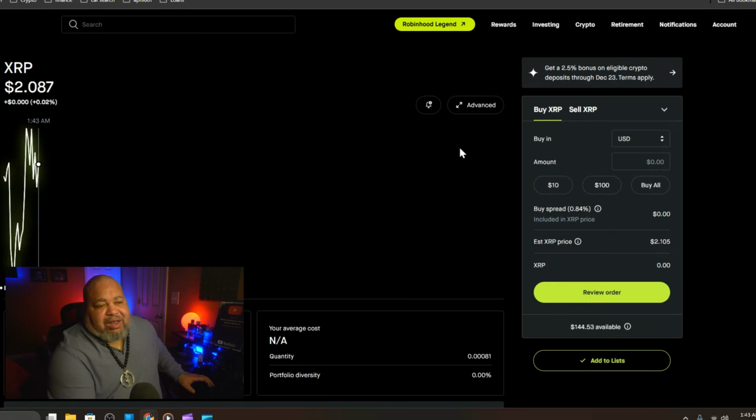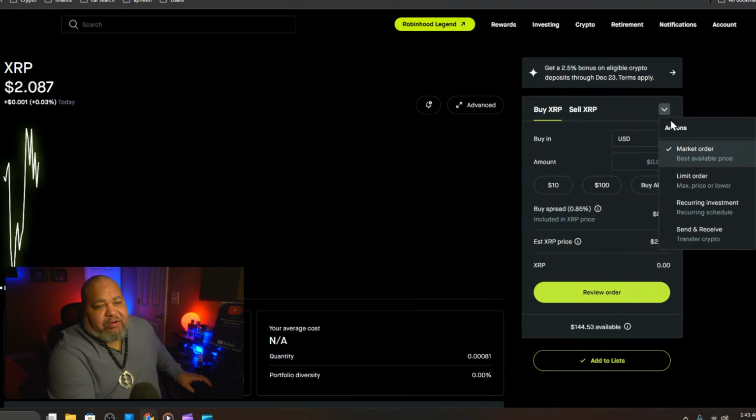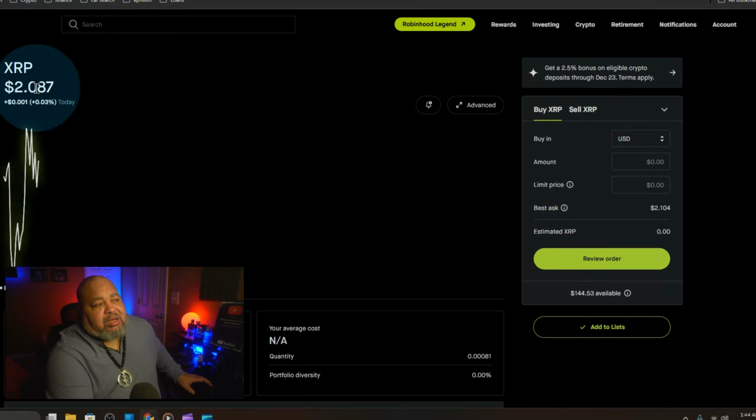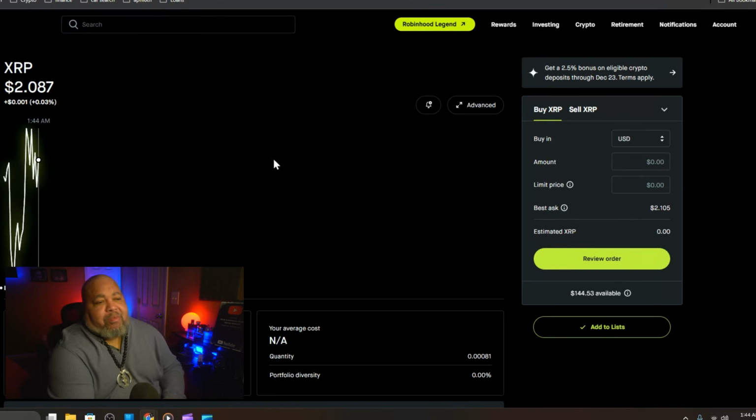I want to do a limit buy order. Looking at the limit buy order screen, you want to make sure that's selected here, not a market order but a limit order. Go ahead and click that. What we're focusing on is the XRP market price. That's the current price right now. It's $2.08. Remember, with a limit buy order, it will only initiate if it's at or below that $2.08.